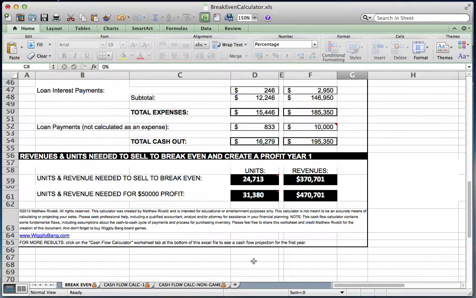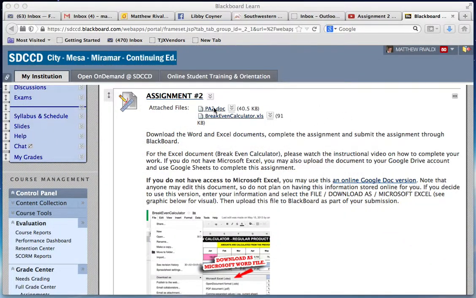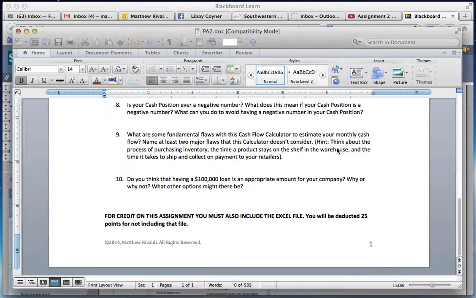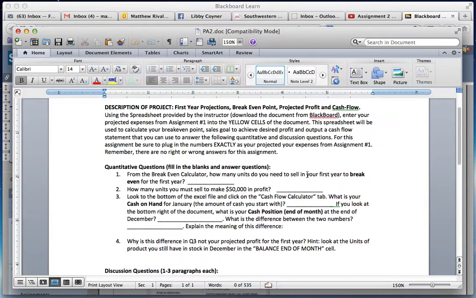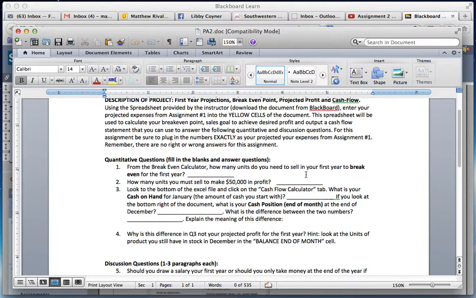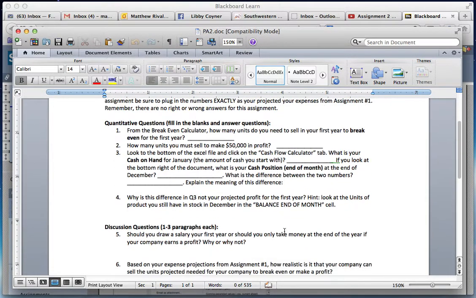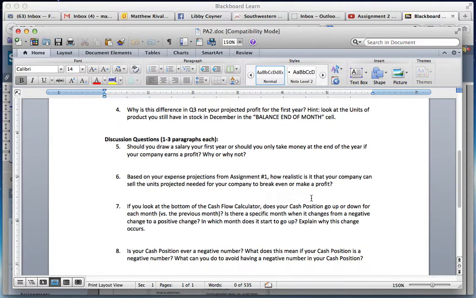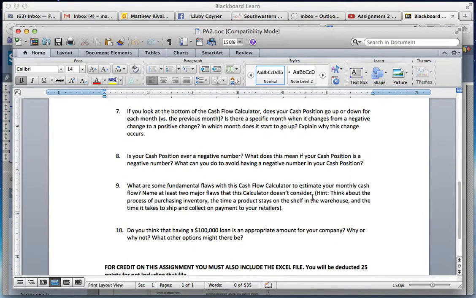And you're going to take these numbers and download the PA2 doc, the assignment 2 document, and you're going to do some analysis on that cash flow or on the break-even calculator. It'll ask you a bunch of questions. So you'll start filling in these questions based on what you understand from your break-even calculator.